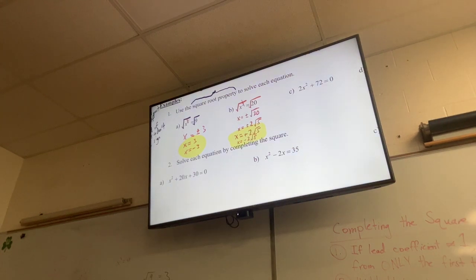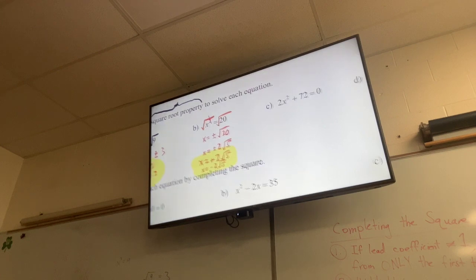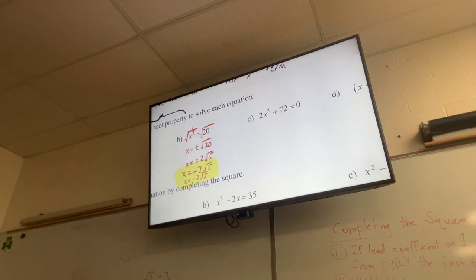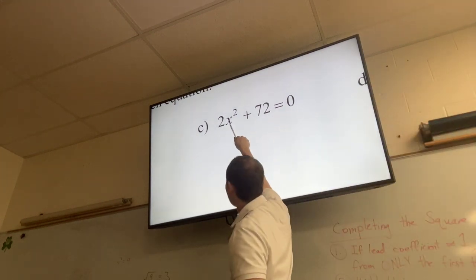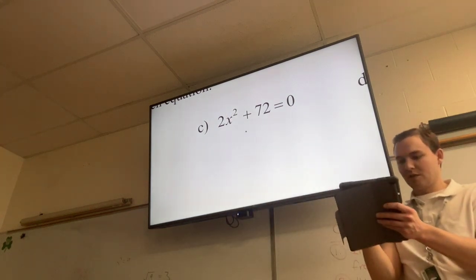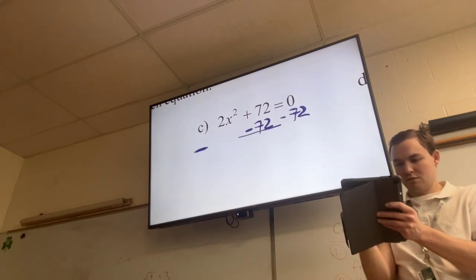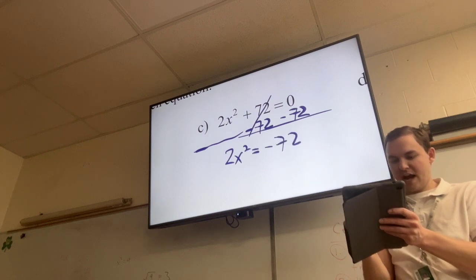What about C? Is there an x term in C? There's an x squared term, but there's no term that has just normal x. So we can use the square root property. Wait, you said get something by itself. Yeah, so the first step is to get the squared part by itself. What part of this equation is squared? Just the x. The only thing that has an exponent of 2 is the x. So let's get that x squared by itself. I need to subtract 72, and then I'm going to divide by 2.